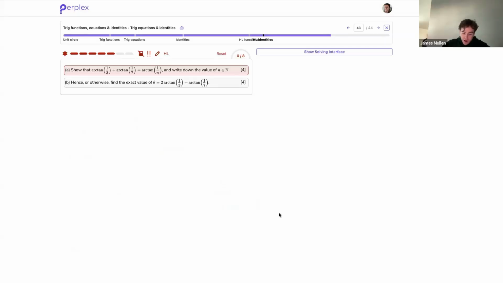All right, and now it says hence or otherwise, find the exact value of theta, which is equal to 2 arctan of 1 over 3 plus arctan of 1 over 7. All right, so I know that arctan of 1 over 3 plus arctan of 1 over 7 is equal to arctan of 1 over 2, which means that this theta now, I have 2 arctans of 1 over 3 and 1 arctan of 1 over 7. So this becomes arctan of 1 over 3 plus all of this, so arctan of 1 over 2.